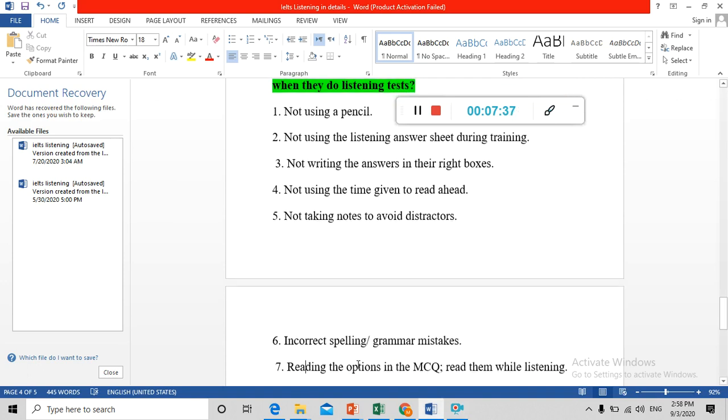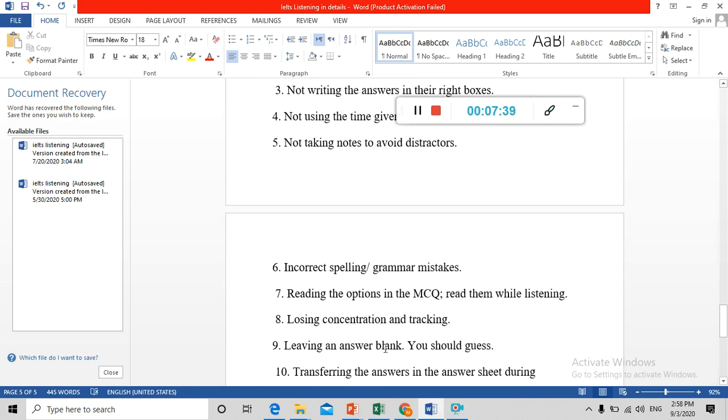Incorrect spelling. Grammar mistakes. So instead of writing a noun, you write a verb or adjective, and this is considered wrong. Read the options in the MCQ while listening, which means before listening to multiple choice questions, just read the questions. But while listening, you have to read the answers.